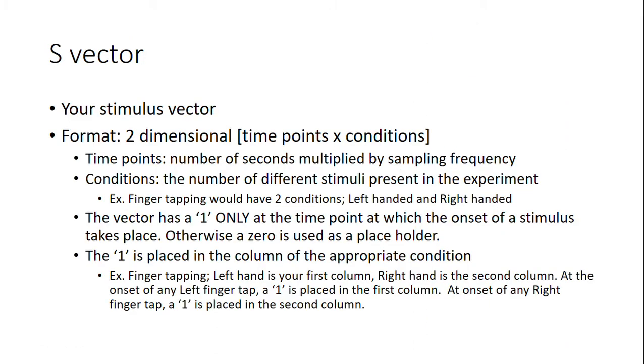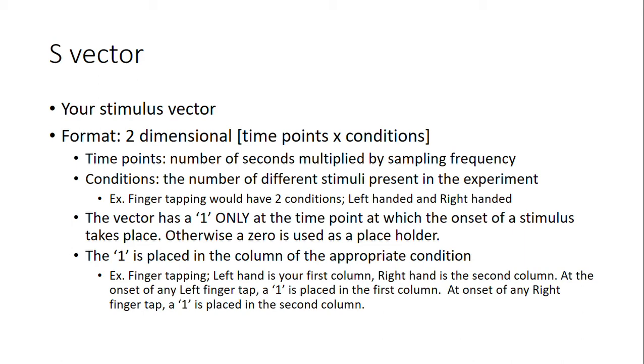The S vector, I know there's been a few questions as to how to make an S vector or exactly what the S vector is on the forum. It's basically your stimulus vector. So it's two-dimensional. It's just the number of time points by the number of conditions. Again, the time points is going to be in frames, so it's number of seconds multiplied by sampling frequency.